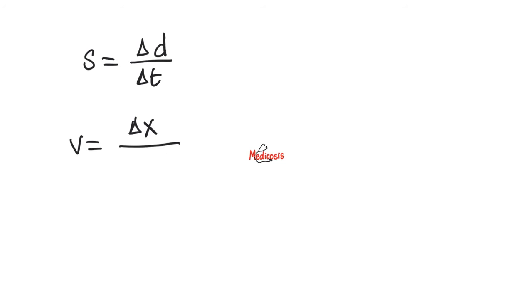Get your pencil and doodle with medicosis. What is speed? Speed is the rate of change in distance. So it's delta D, distance, over delta T, time. How about velocity? Velocity is not distance, it is displacement. You can write it as delta X or delta D. Just you have to know that this is displacement, not distance, over delta T, time. How about acceleration? It's the change in velocity over the change in time. The more you write down these equations, the more likely that you're going to remember them on your exam.